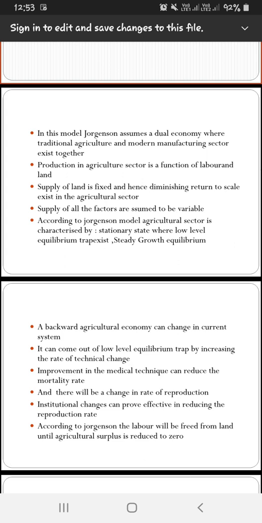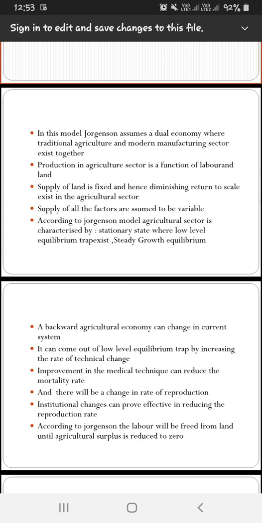Improvement in medical technique can reduce the rate of mortality, and this will change the rate of reproduction. The net reproduction rate will rise. Population will increase at a more rapid rate than before. Ultimately, an improvement in medical technique without any change in other parameters of this model will result in the immiseration of the surviving members of the population, because the food output per head will be lower than before.